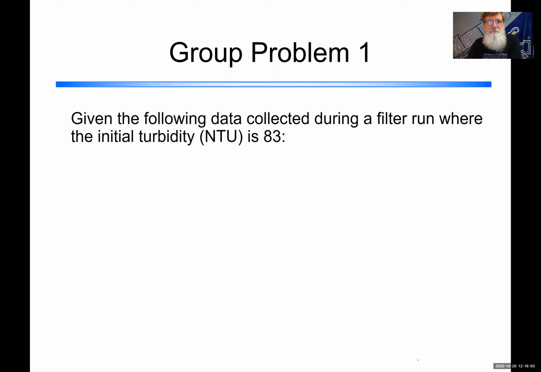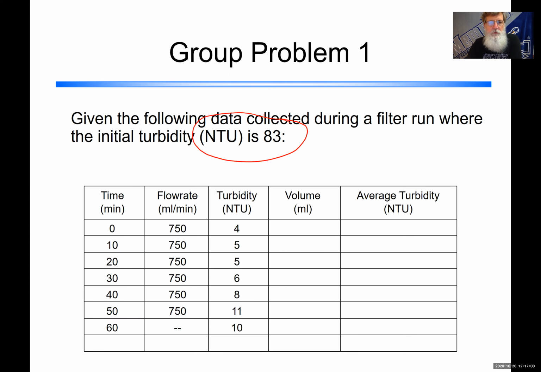So here's the first problem. Initially, the turbidity of the influent water was 83 NTU. And this is the data that we recorded in lab. Now, this problem looks different than the one that I showed you initially as an example problem. You'll notice that all the flow rates are the same. They're all 750 milliliters per minute, which means your volume treated per each time increment will be the same. You'll also notice the turbidities are much smaller, more in the range of typical output that we would see in the lab.